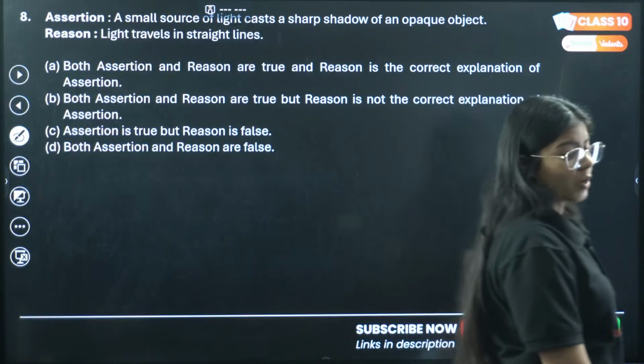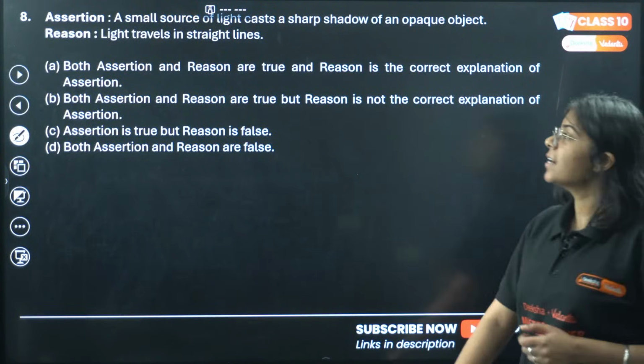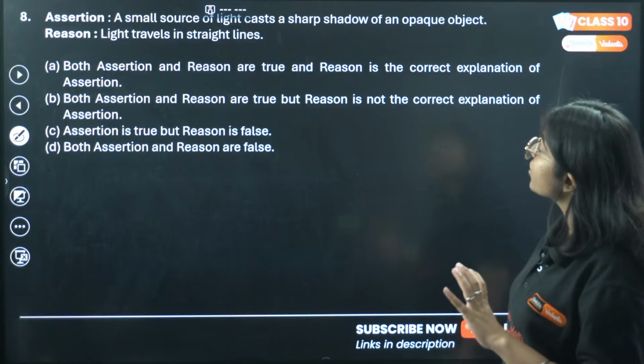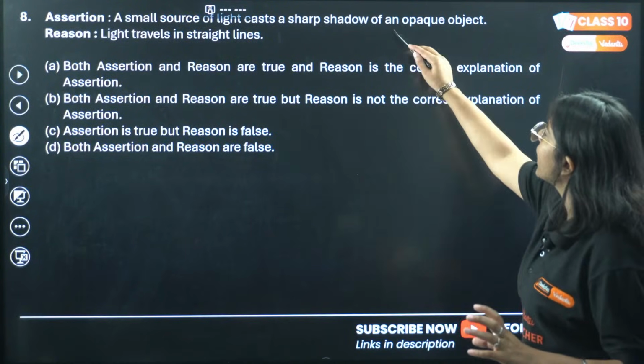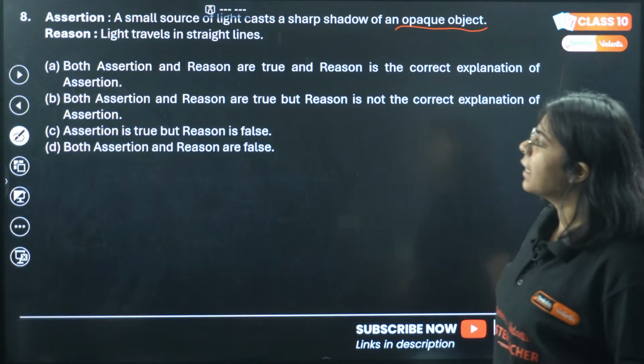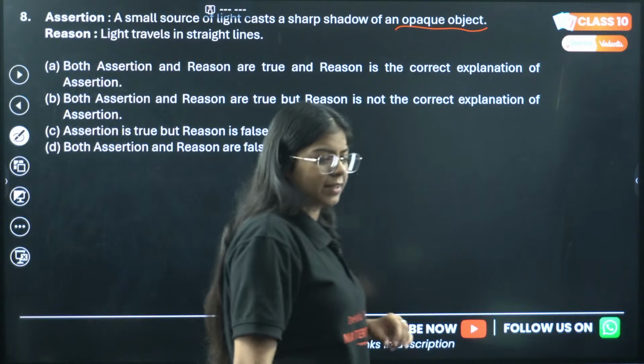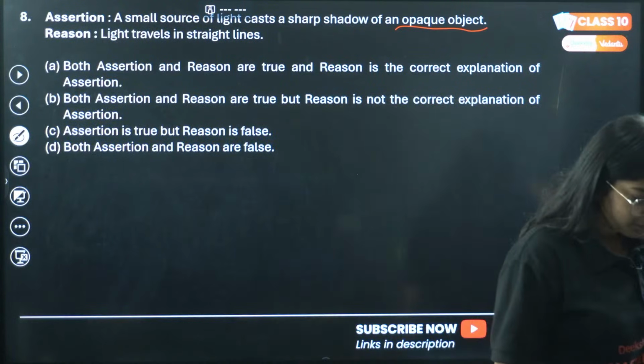Can you answer this question now, Arjun? Assertion says a small source of light casts a sharp shadow of an opaque object. And reason says light travels in straight lines. Is this correct? Arjun, I'm counting on you.